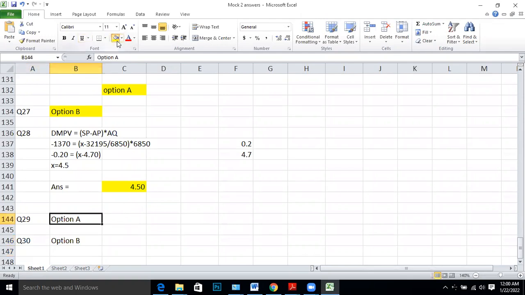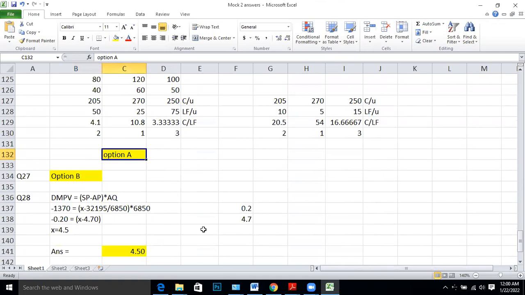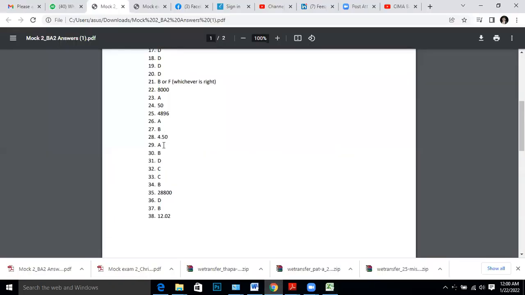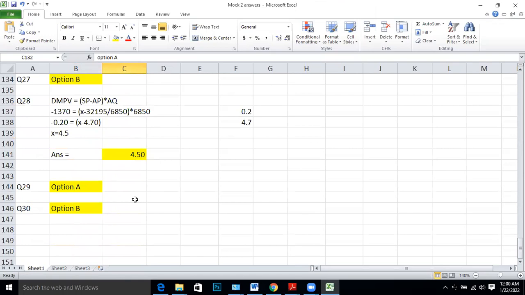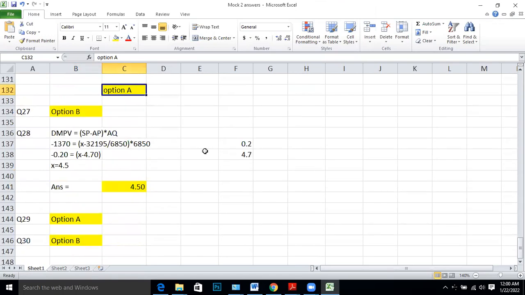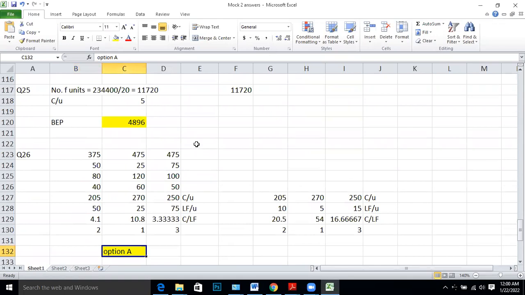Shall we check the answers for 27, 28? I think up to option A we checked, isn't it? 26, A; 27, B; 28, 4.5; 29, A; 30, B. So those are the third set of 10 questions. Please go through them, check all the workings. If you have any doubts, let me know. Thank you.